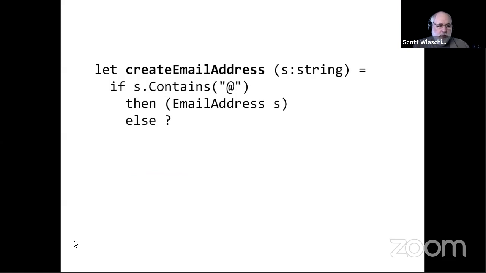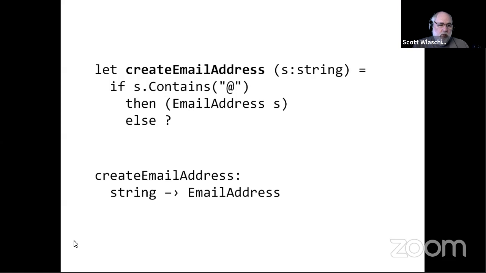And in F#, you can't return null because things aren't allowed to be null. Am I going to throw an exception? No, it's bad. If you think about it, if I threw an exception and I looked at the function, it would say, you give me a string and I'll give you back an email address. And that is actually a lie, okay? Because sometimes I give you a string and I don't get back an email address. So this is bad documentation.